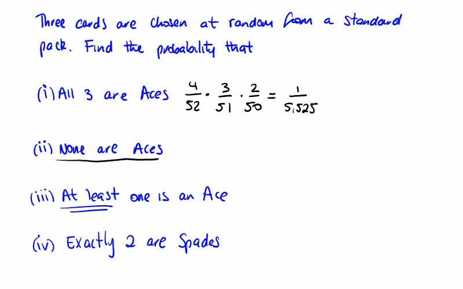But none are aces gives us loads of options. There's 48 of them that aren't aces. So that'll be 48 over 52. Then there's 47 of them that are not aces and there's 51 cards left. And then there's 46 that are not aces and there's 50 cards left. So the bottom will stay the same.